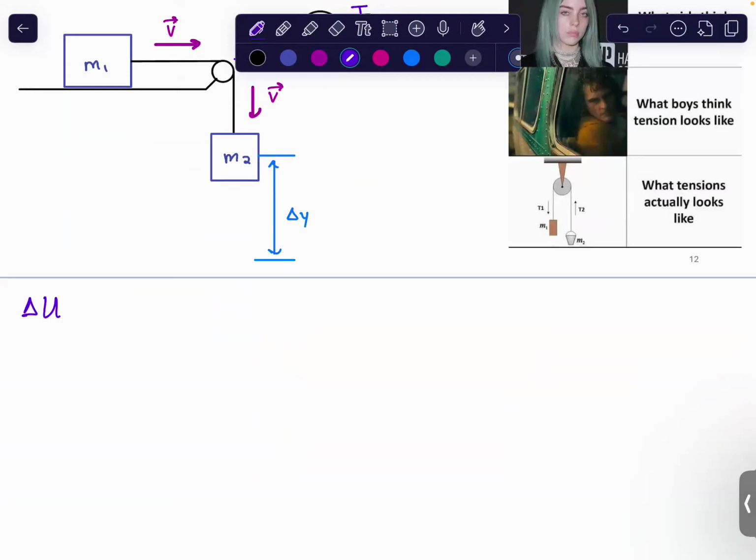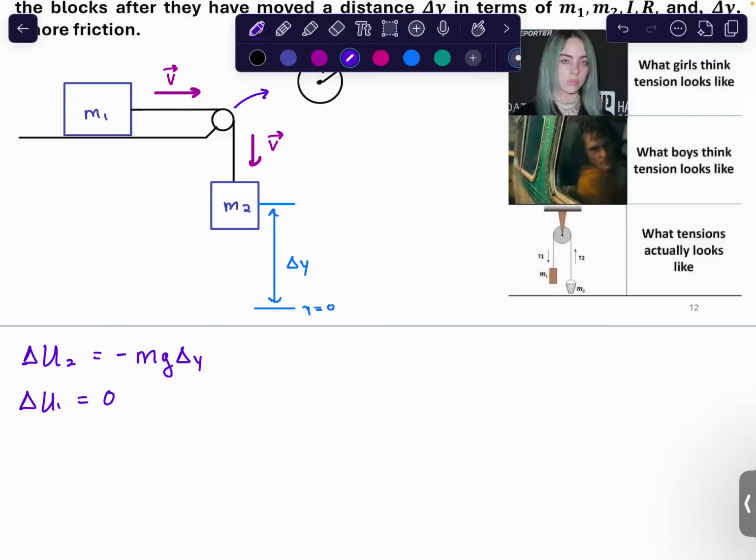Okay, so we're going to look at potential energy first. Delta U 2, which is for mass 2. We're going to get a negative m g delta y, because of course, we know that our final position is going to be y equals 0 at the bottom, that'll give us a negative delta y, causing the whole thing to be negative. For mass 1, delta U is going to be 0, because mass 1 isn't moving up or down.